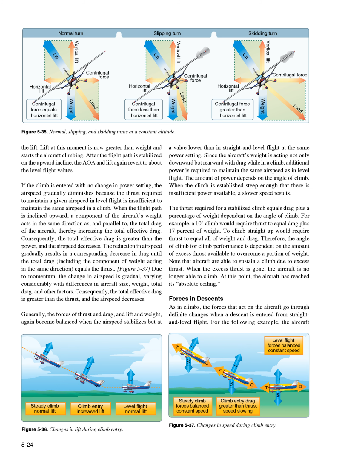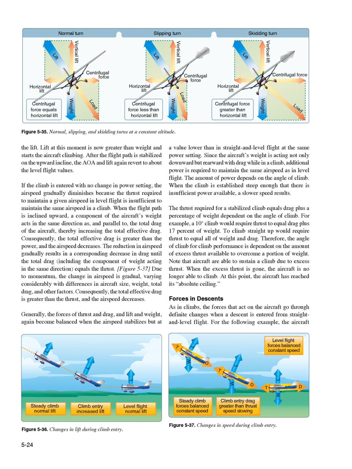The thrust required for a stabilized climb equals drag plus a percentage of weight dependent on the angle of climb. For example, a 10 degree climb would require thrust to equal drag plus 17% of weight. To climb straight up would require thrust to equal all of weight and drag. Therefore, the angle of climb for climb performance is dependent on the amount of excess thrust available to overcome a portion of weight. Note that aircraft are able to sustain a climb due to excess thrust. When the excess thrust is gone, the aircraft is no longer able to climb. At this point, the aircraft has reached its absolute ceiling.